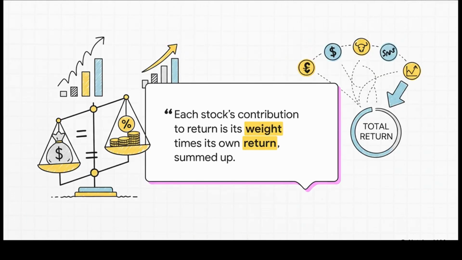So here's the main takeaway. That whole formula, it's really just a fancy way of saying this. To get your total portfolio return, you figure out each stock's individual contribution, and then you just add them all together. And how do you find that contribution? You just multiply its weight by its expected return. That's the whole logic right there.